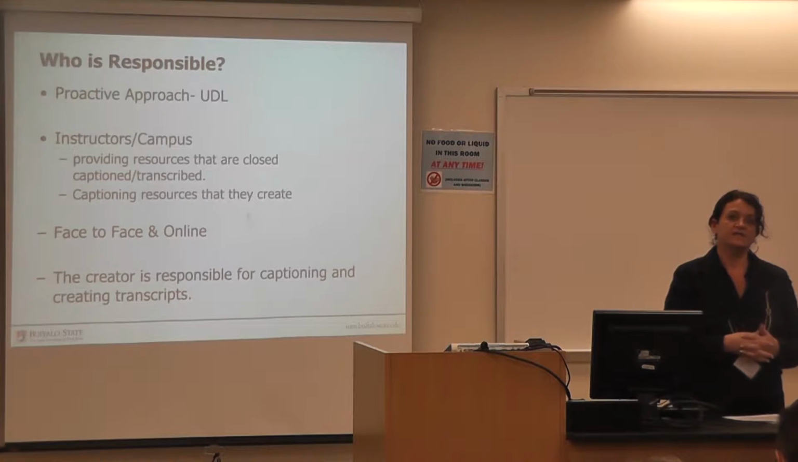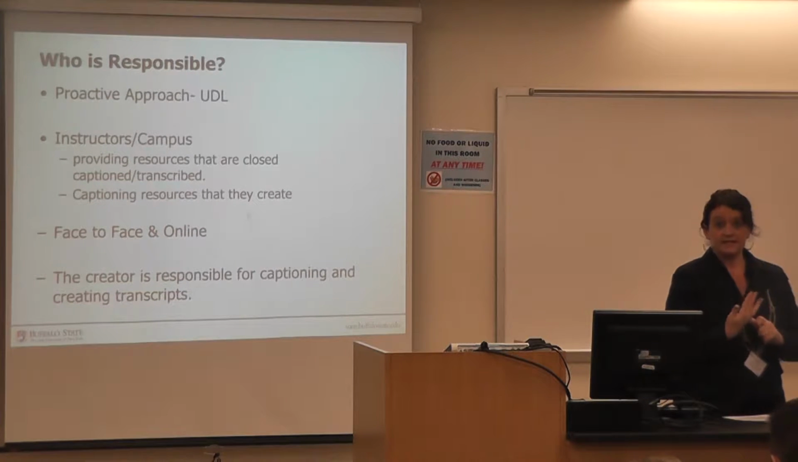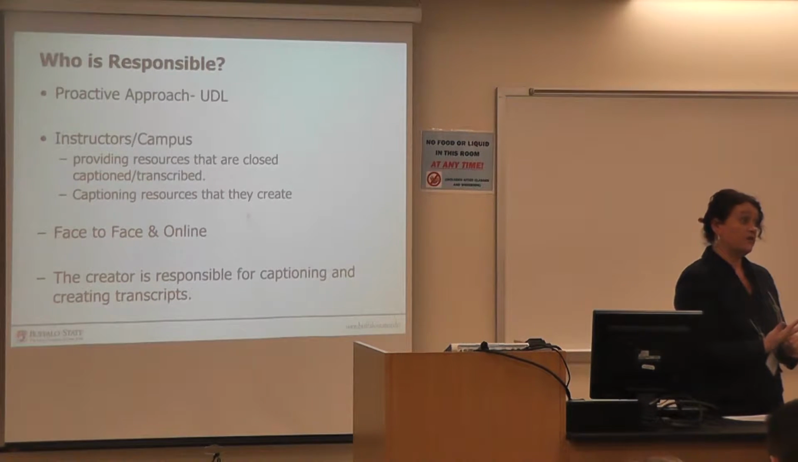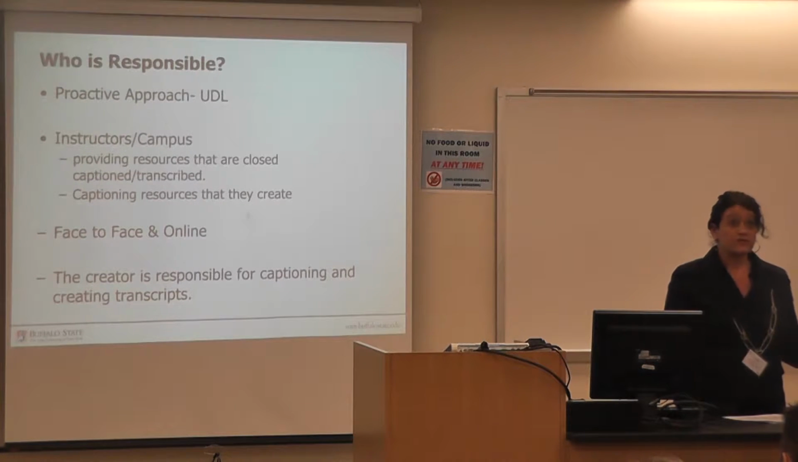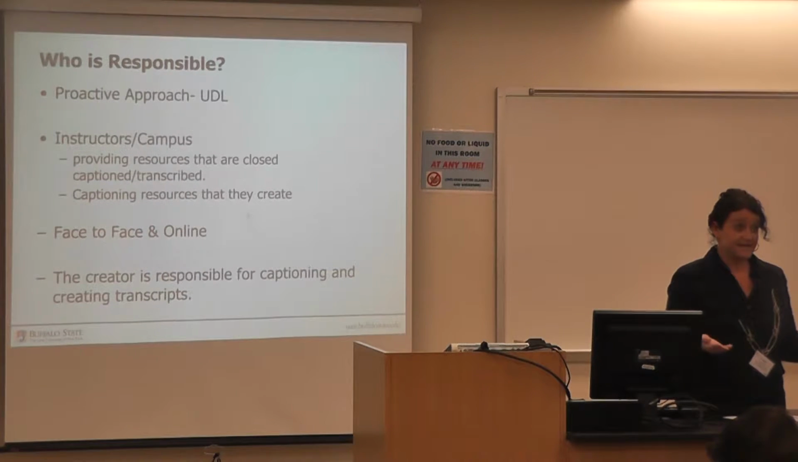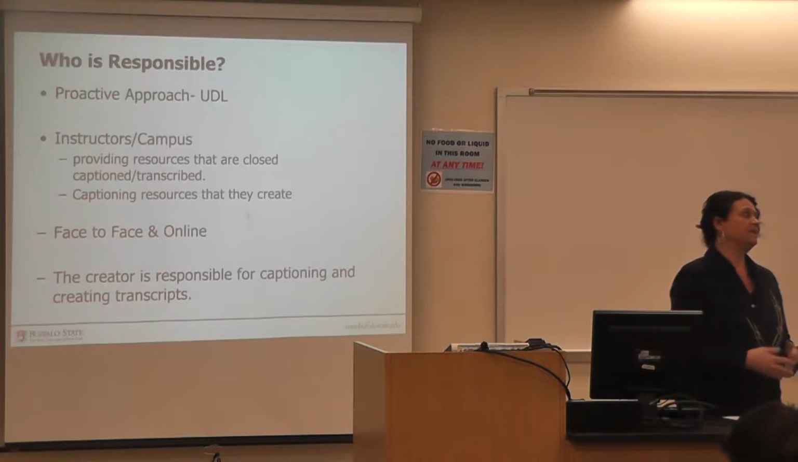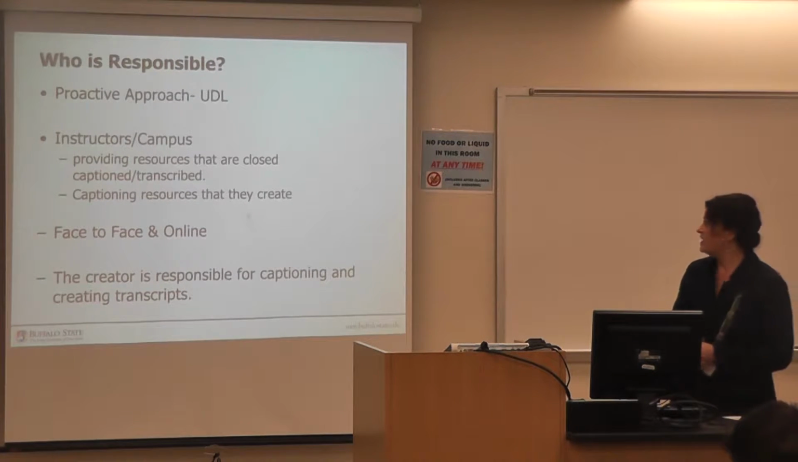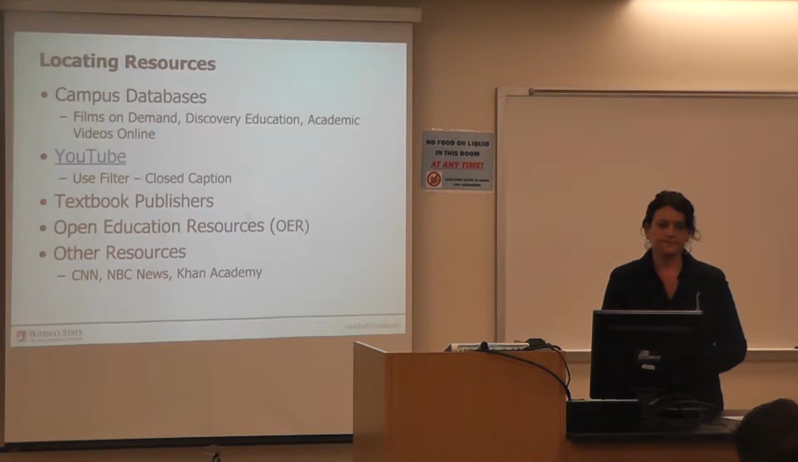So what you want to do is, first of all, choose content that's captioned. But if you find something that you really love and want to use, you can reach out to the person that created it and ask for permission to have it captioned, or ask if they would consider captioning it. Just tell them what a valuable resource it is and you'd really like to use it, but it's not ADA compliant, so you're unable to use it.